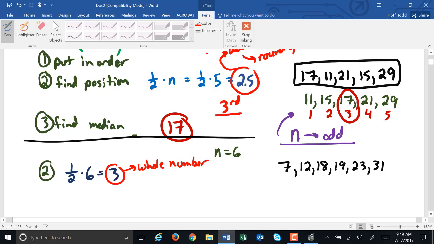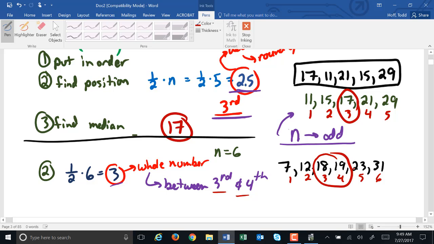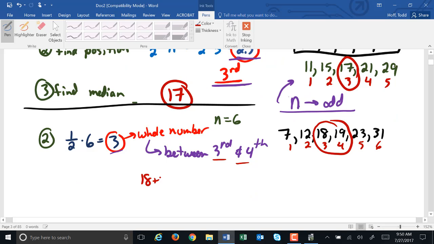Since that position I calculated is a whole number, that means the median is between that position and the next. So up here, when it was a decimal, it was just rounded up, and that's the position it was in. When it came out to be a whole number, it's between that position and the next. So my position here, 1, 2, 3, 4, 5, 6. It's between the third and fourth. So it's between 18 and 19. How do we find out what's between them? Exactly. Add them together and divide by 2. That's 18.5. That is our median.